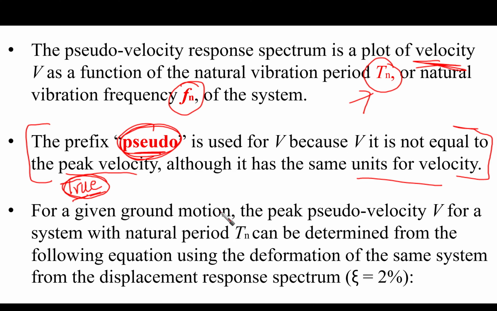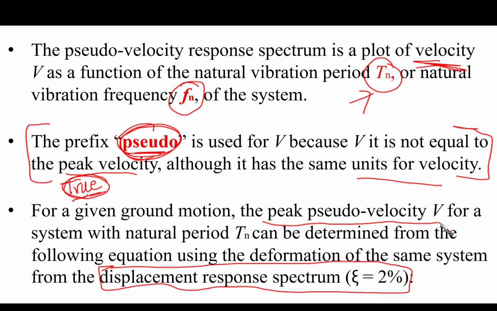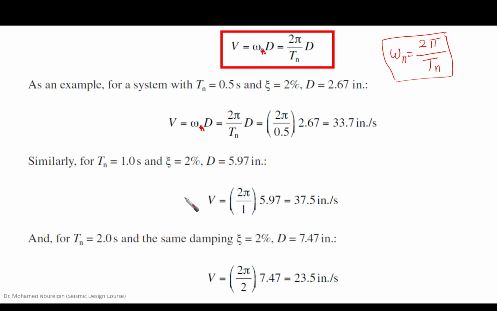For a given ground motion, the peak pseudo velocity V for a system with natural period Tn can be determined from the following equation. I'm going to explain it using the deformation of the same system from the displacement response spectrum. This means that we are going to use the displacement response spectrum that we plotted a few slides before in order to obtain the peak pseudo velocity response spectrum. So what is the equation that we're going to explain? This is the equation here.